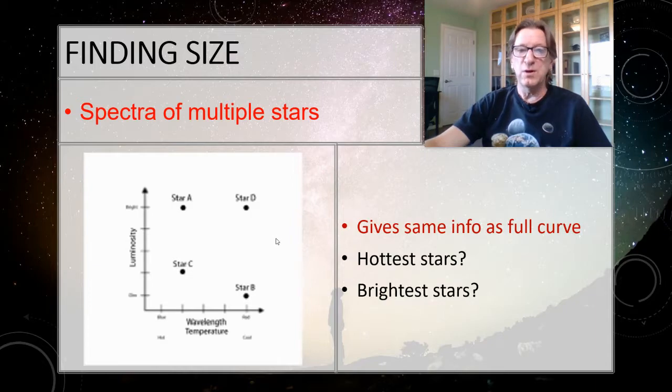So where are the brightest stars going to be found? Well, that's these up here, right? So anything up here. A and D are the same brightness because we can read that off here. And then down here are going to be the dimmest stars.